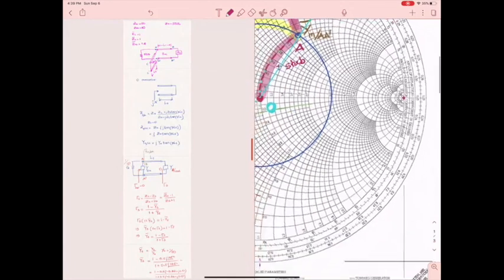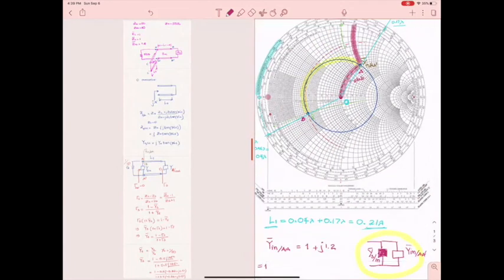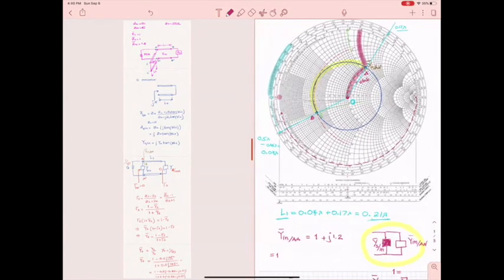So I have to move from this point here, like this, because I'm moving away from the generator towards the load. I'm going towards the short circuit. So the length of the stub has to be from here, okay, and then here.